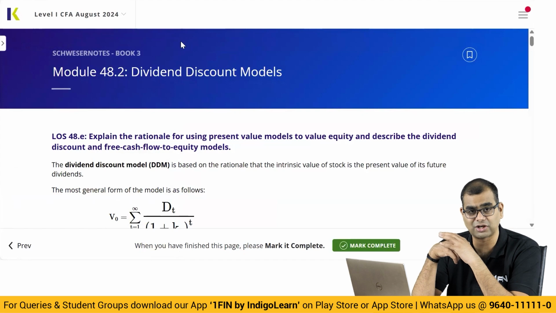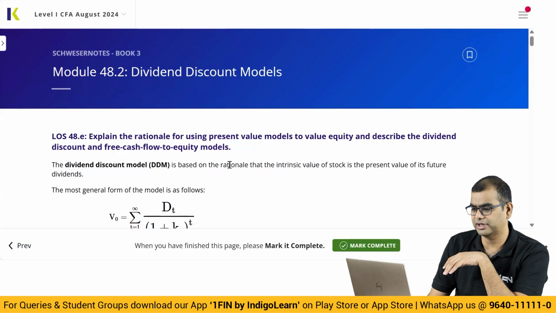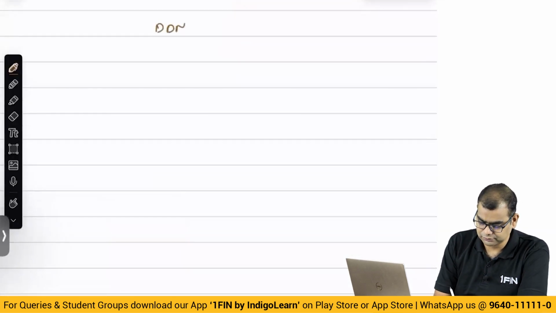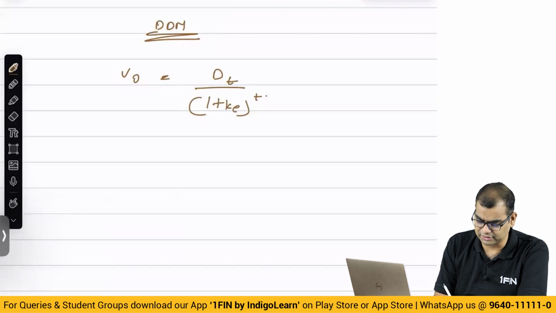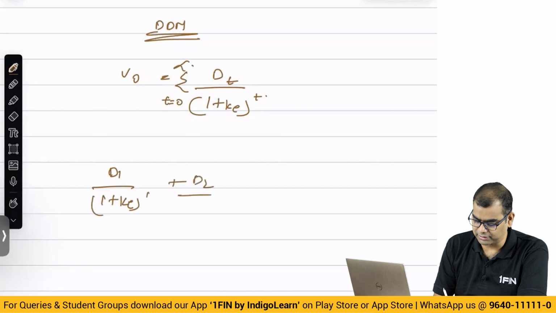First, we are going to look at discounting based models, and in that the first one is the dividend discount model. What is this dividend discount model? Let us have a look at it. What is the formula under the dividend discount model? The value of a firm is the sum, for t equal to 0 to infinity, of Dt by (1 plus ke) to the power t. Basically you are summing up D1 by (1 plus ke) power 1 plus D2 by (1 plus ke) power 2, and so on and so forth.